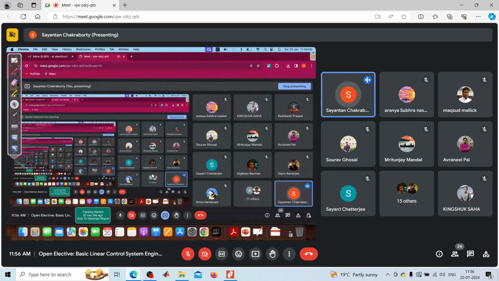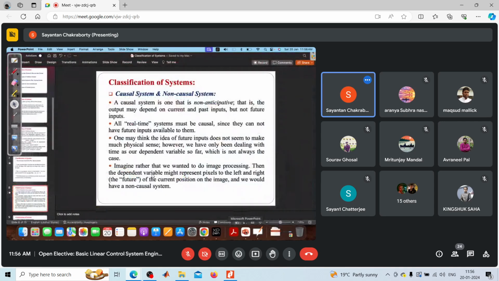But luckily, in most physical scenarios, we encounter basically causal systems. All the real-time systems are causal in nature.